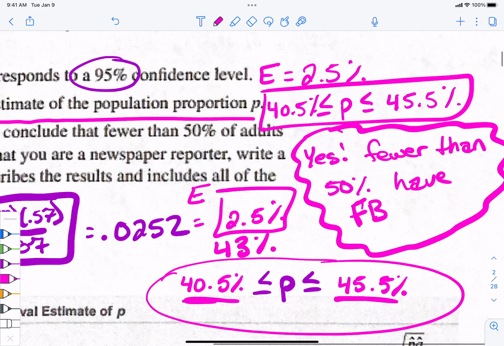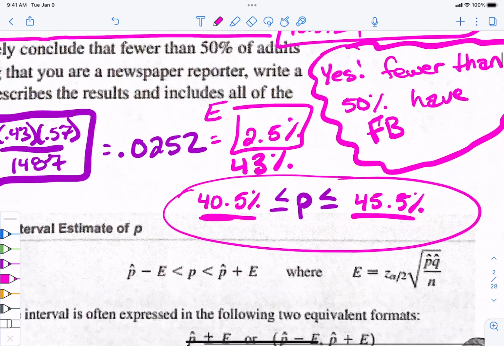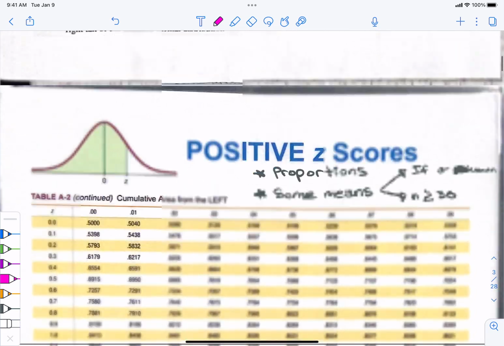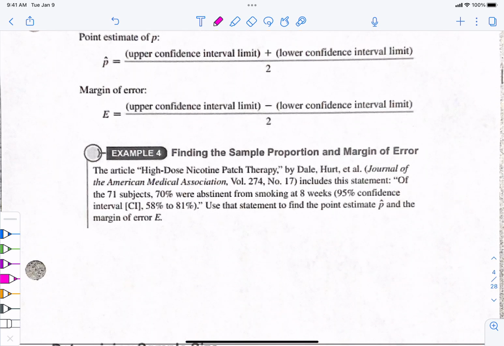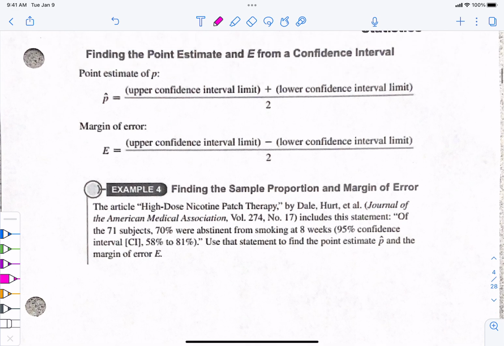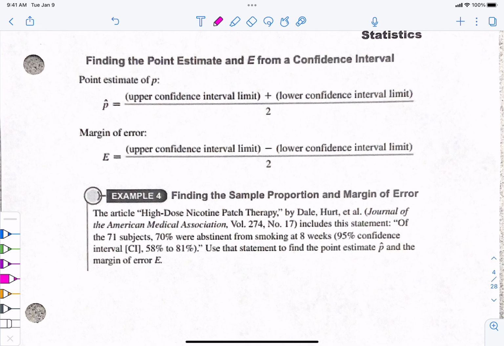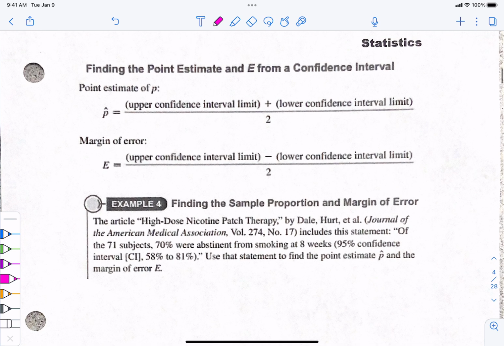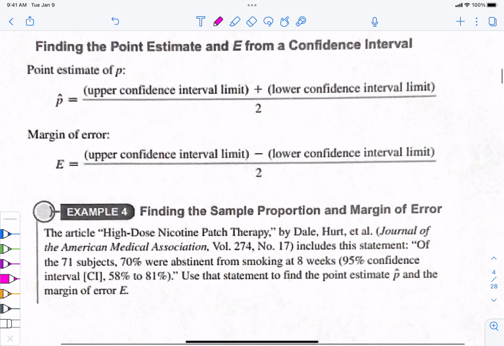Any questions about that process? We're going to do another one. Let's go through it again. Let's see if we have another example. Go to the back page. Oh, we don't have another page. What do you do when you want to find the critical value? We're going to do that right now.